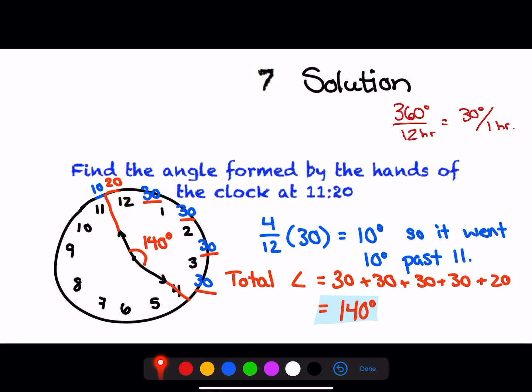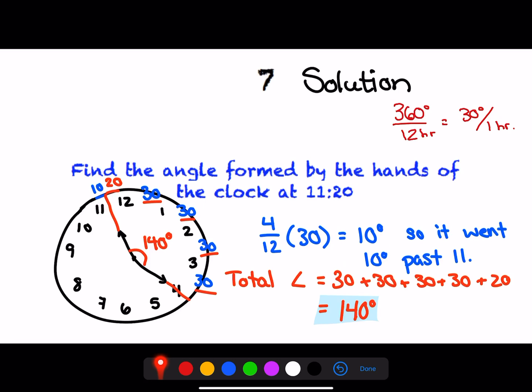Now to find out how far we've moved past the 11, I'm going to take my minutes, it's at the 4, and there's 12 total numbers on this clock. So I do 4 divided by 12. Well, 4 divided by 12 is 1/3, and I multiply that by 30, because if I'm moving 30 degrees per hour, and that minute hand has moved 4/12 of a full rotation, then my hour hand has moved that fraction of 30 degrees. So therefore, 1/3 times 30 gives me 10 degrees. So we have moved 10 degrees past 11 o'clock.